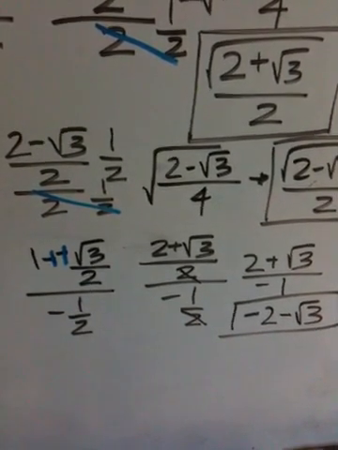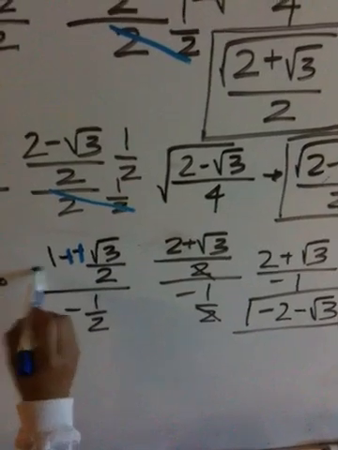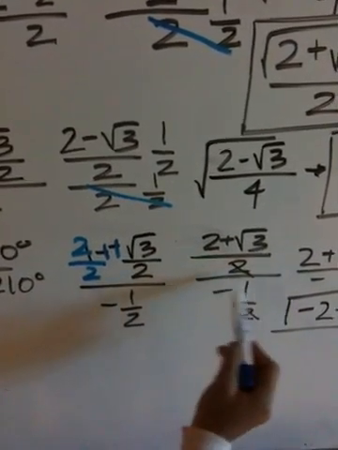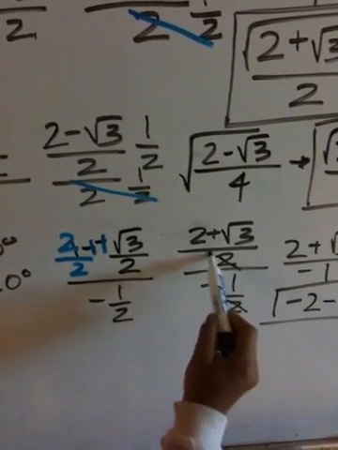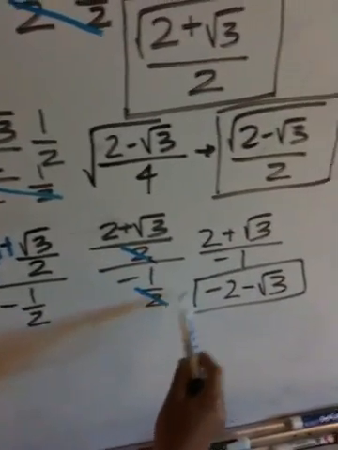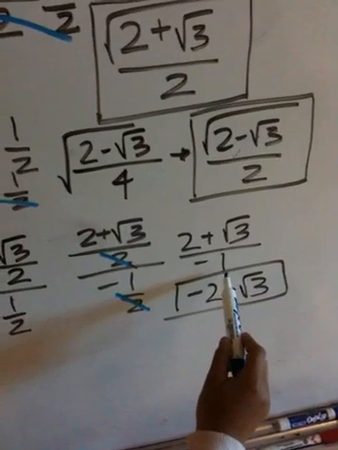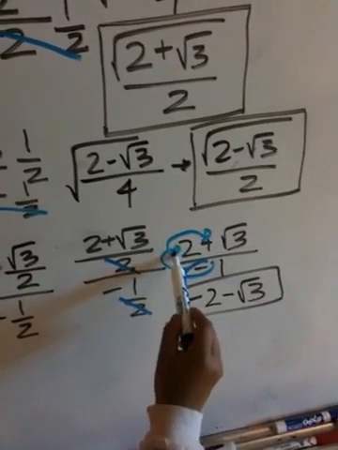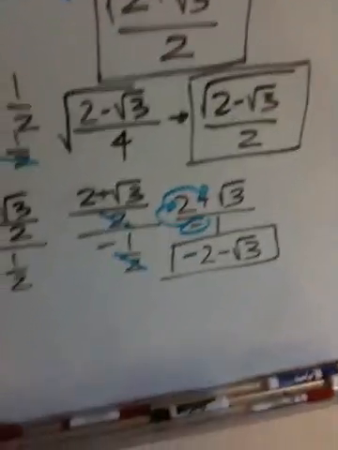Oh, I just skipped a step. Okay, so we're supposed to write 2 plus radical 3 all over 2, over negative 1/2, and then the 2's cancel. And so it goes 2 plus radical 3, over negative 1, and then this negative is going to apply to both of these, so it's going to be negative 2 minus radical 3.